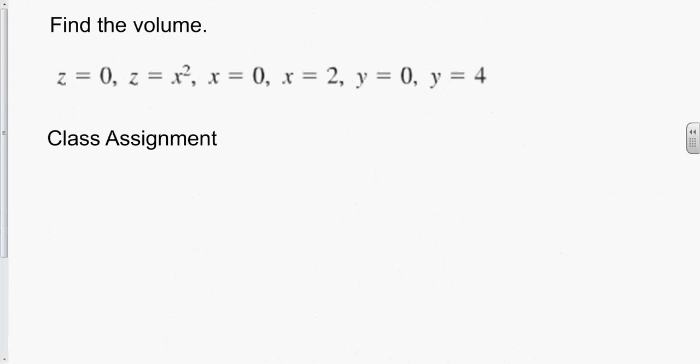Let's see what you got. Let's see. How does 32 over 3 sound? What do you say, Joshua? All right. Everybody else? 32 over 3?